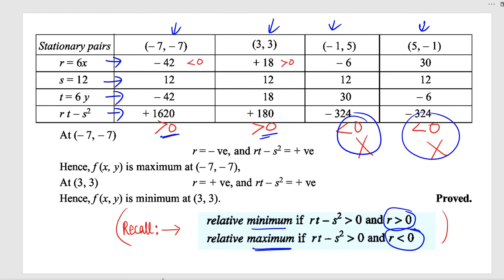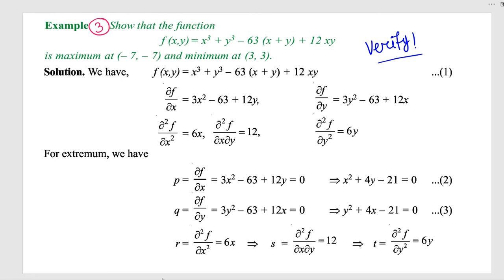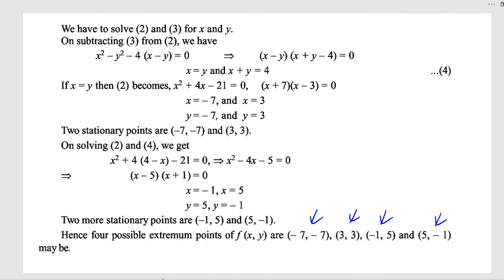So in this case, (minus 7, 7) is actually a maximum point, and for this case we have a minimum point. In fact, this is mentioned here also: for this function, show that this is a maximum point and this is another minimum point. So for that, you have to calculate all the steps and verify.